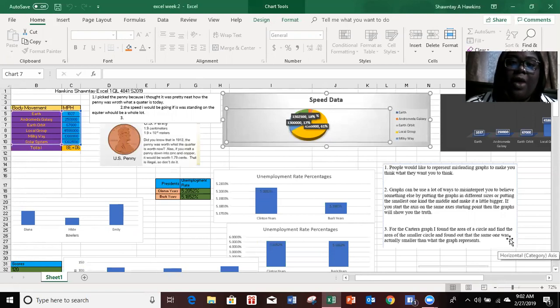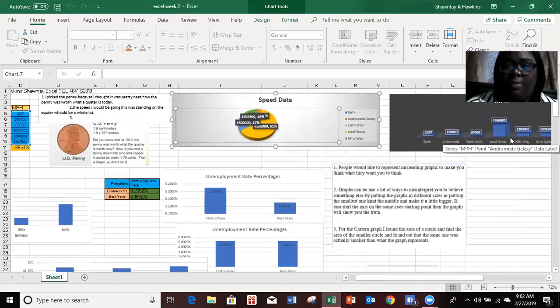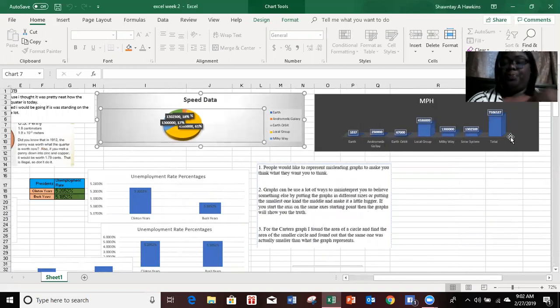And we're going to talk about the earth's speed and body movement and all of that. So the speed I would be going if I was standing on the equator would be a whole lot. We'd be going pretty fast. That would be this over here. I hope you can see pretty good. And so that's why I think these graphs are pretty cool.